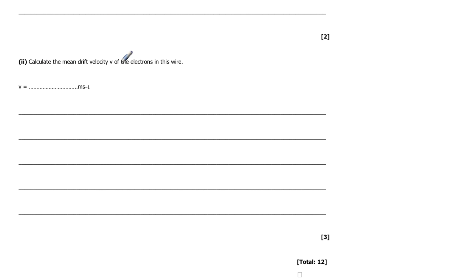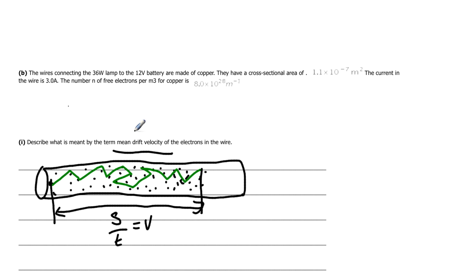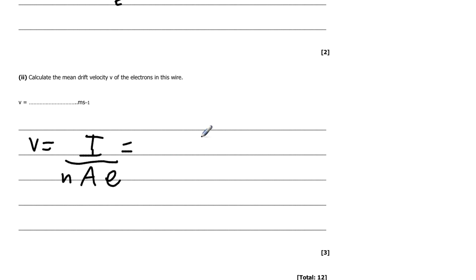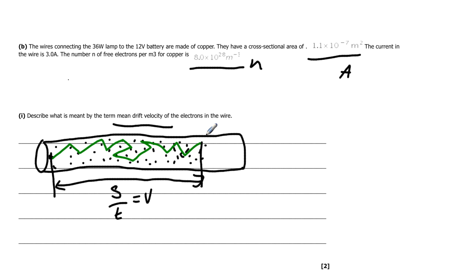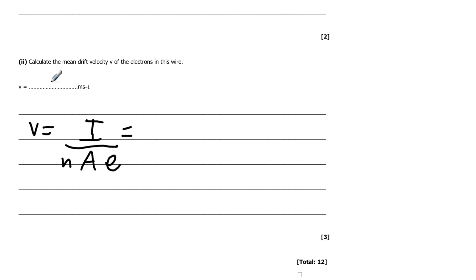Final question was about calculating the mean drift velocity in the wire, and we should know that the mean drift velocity is the current divided by the number density, so the number of charge carriers, times the cross-sectional area times the charge of those charge carriers. Let's take a look at the data that we're given in the question. So we've got the number of free electrons there, so that's our n. We've got the cross-sectional area there. We should know the charge of the electron. And are we given a current? Yes, we are. Here's our current here. So we've got everything we need to do that.